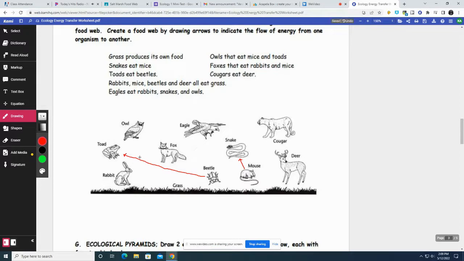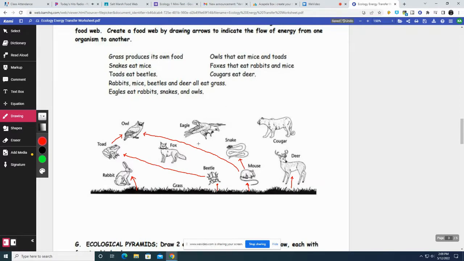Rabbits, mice, beetles, and deer eat grass. All right, so grass goes to the rabbit. Beetle eats grass. What else? Mice. And of course, the deer eats grass. Owls eat mice and toads. So toad goes into the owl. Where's the mouse can go way over here. All right, so mice and toads go into the owl.